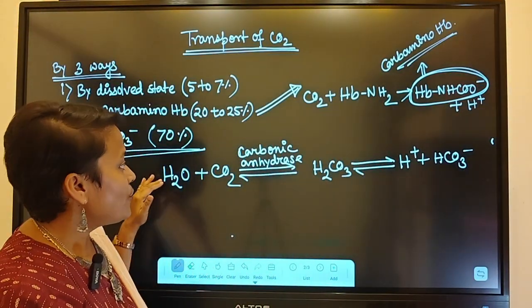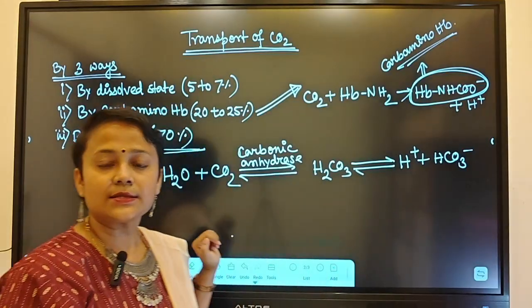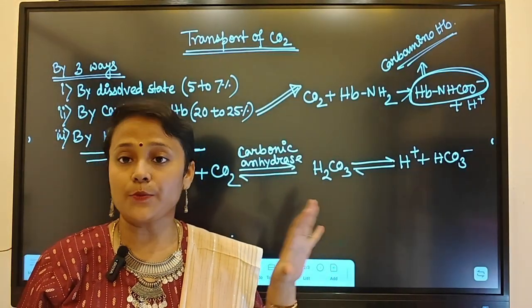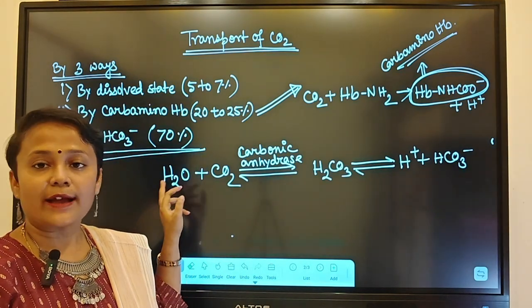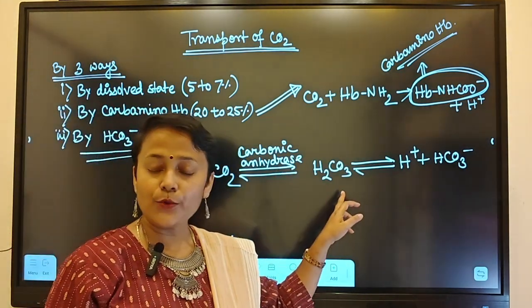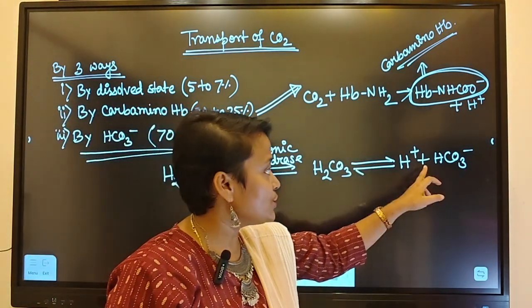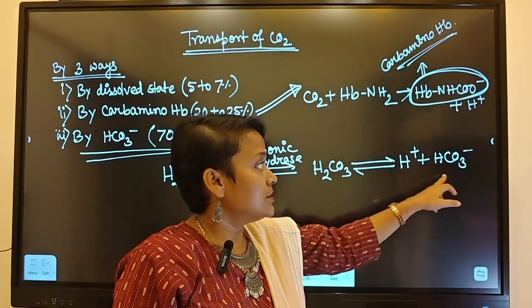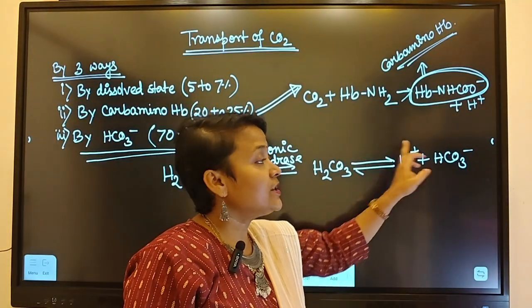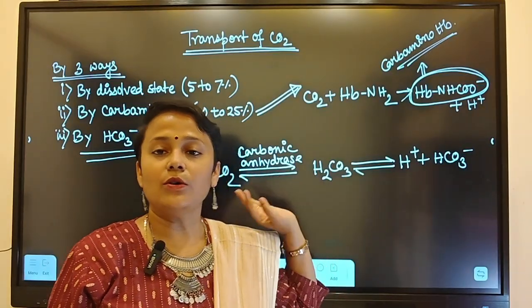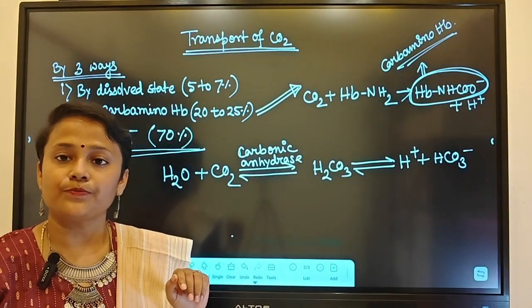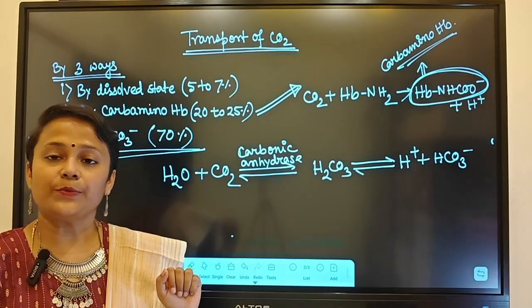Now, this forward reaction means in the tissue there will be production of carbon dioxide. So, in the forward reaction, carbon dioxide will react with water to make carbonic acid. Carbonic acid will dissociate into bicarbonate and proton. That forward reaction will occur in the tissue where carbon dioxide is produced.